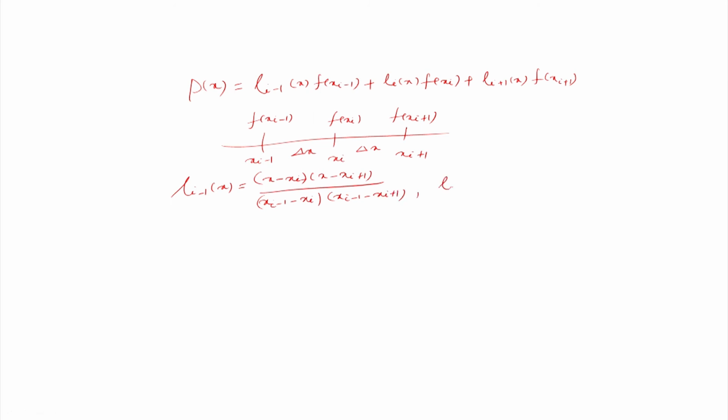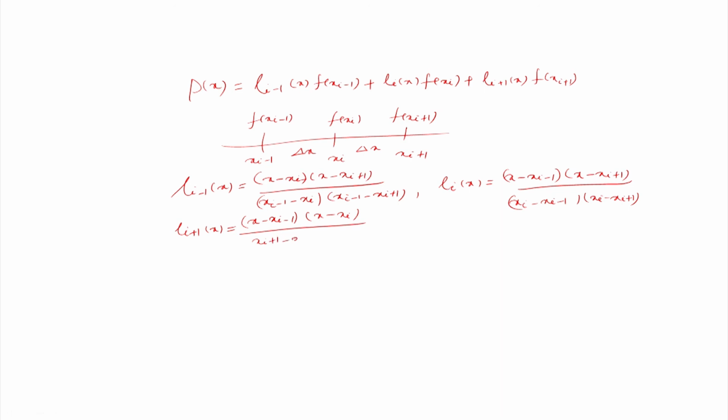Similarly, we can write Li of x as x minus xi minus 1, x minus xi plus 1 divided by xi minus xi minus 1, xi minus xi plus 1. Similarly, we can write Li plus 1 of x as x minus xi minus 1, x minus xi divided by xi plus 1 minus xi minus 1, into xi plus 1 minus xi.